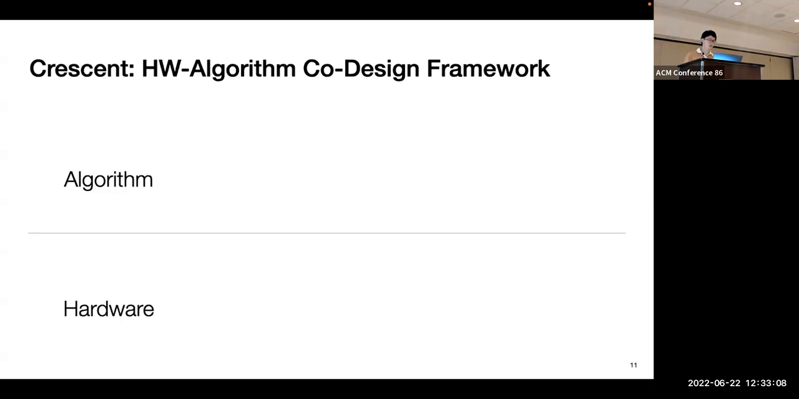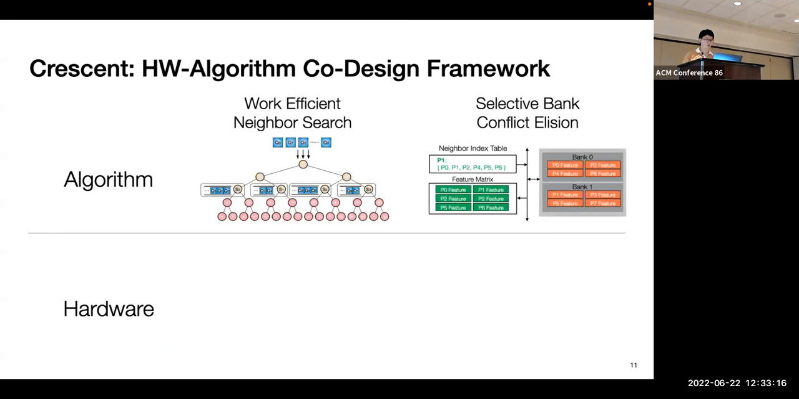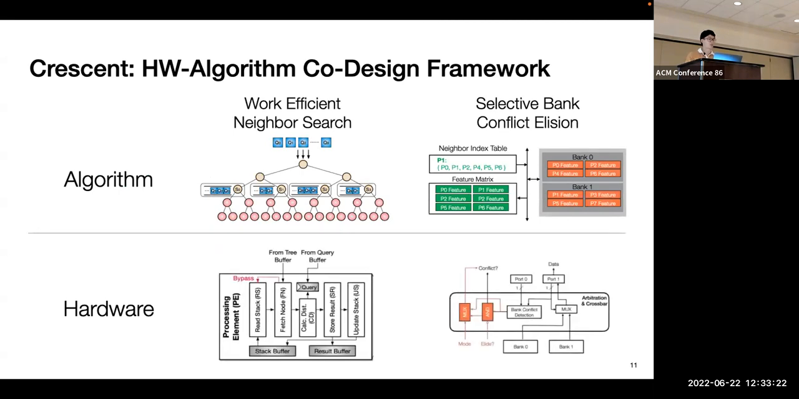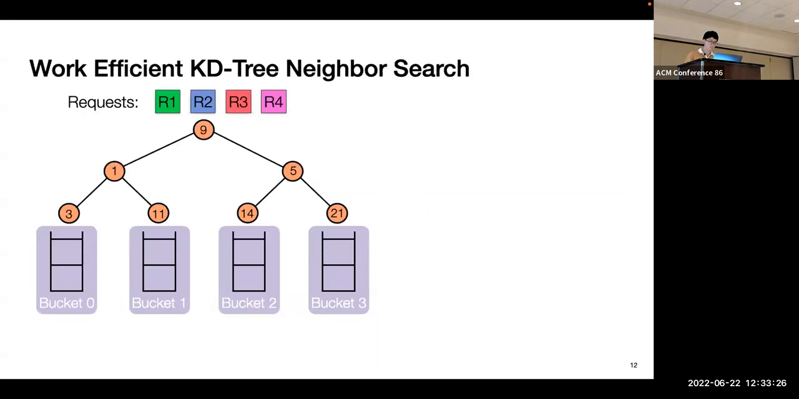So to tackle those issues, we propose PRISM, a hardware algorithm co-design framework. In this framework, we propose two arithmetic optimizations, work efficient neighbor search and selective bank conflict elision. Accordingly, on the hardware side, we also design two hardware units to accommodate these two optimizations. In work efficient neighbor search, we split the KD tree into a top tree and several subtrees.